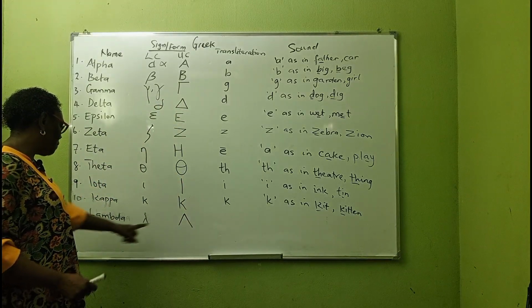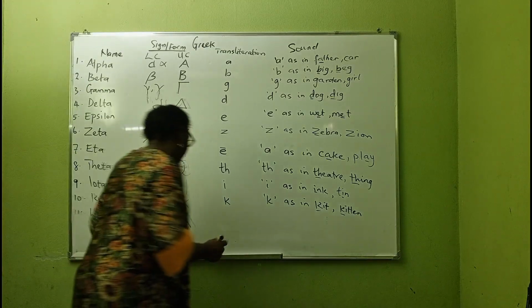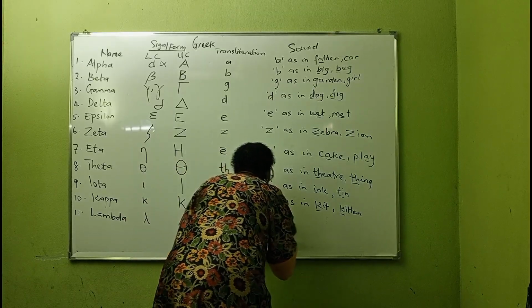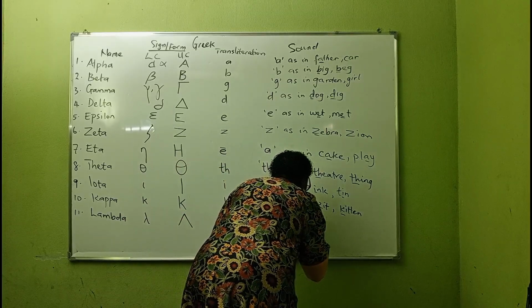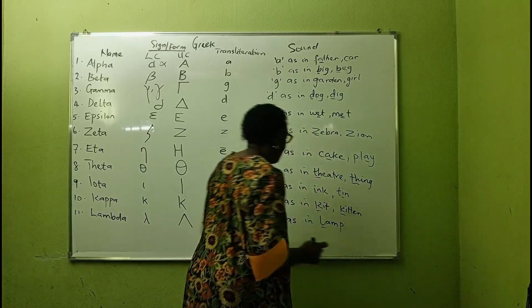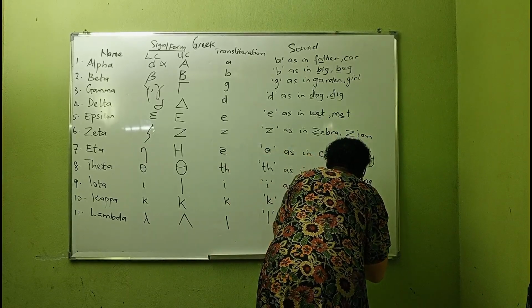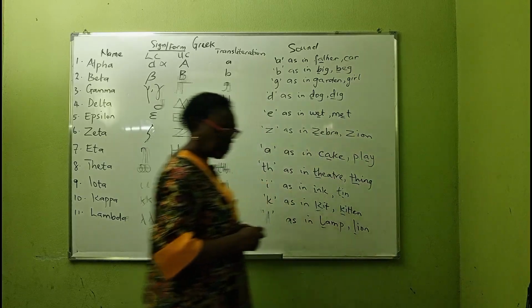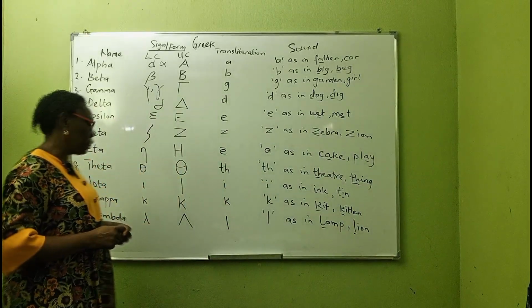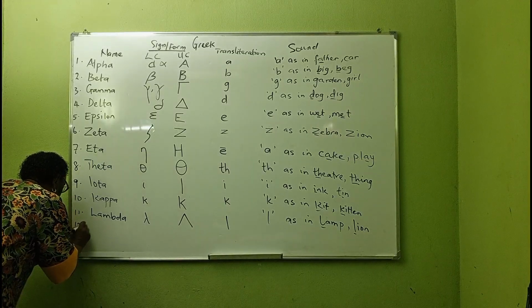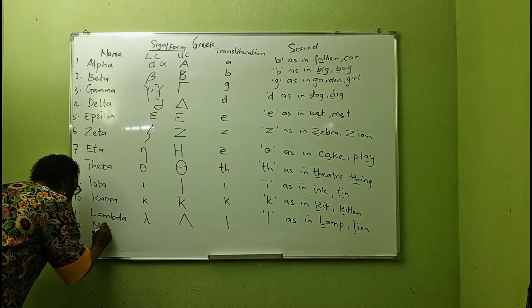So lambda, we have lambda, and this is L. You can say L as in lamb. I say L as in lion. It's basically our L. It's the L sound.